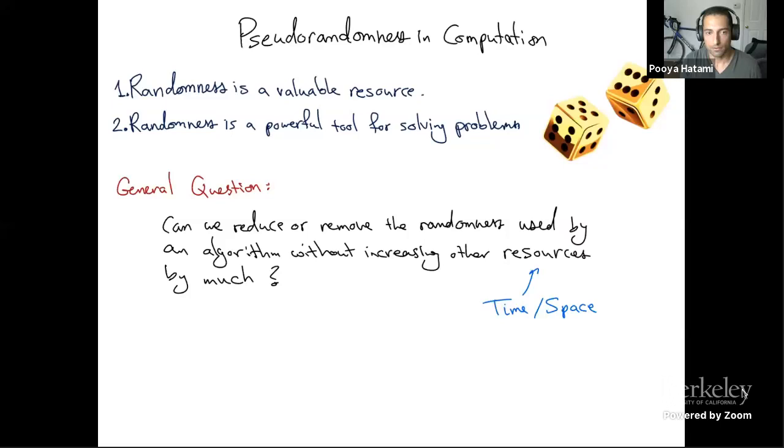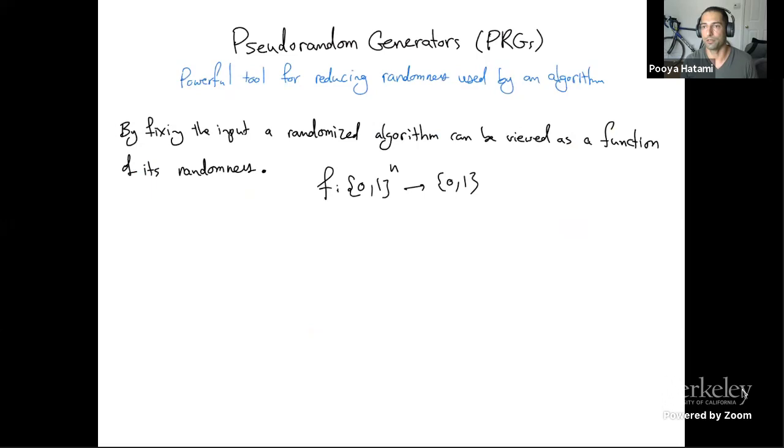Famous examples of these problems are whether we can de-randomize polynomial time randomized algorithms or logarithmic space randomized algorithms in the two-sided or one-sided error setting. One general way to try to answer this question is to construct pseudorandom generators. Pseudorandom generators are a powerful tool and a generic way to de-randomize algorithms or reduce the randomness that they use. And the way they're defined is by sort of forgetting about the input of the algorithm.